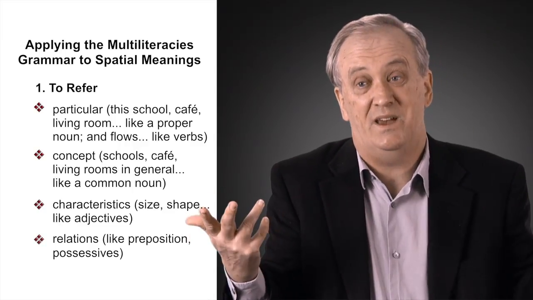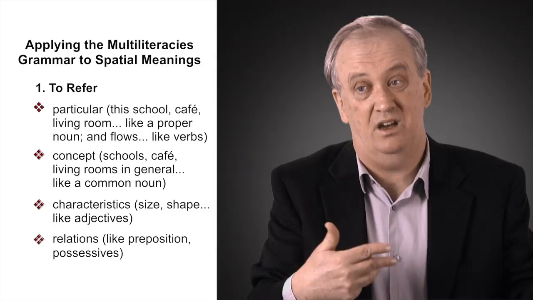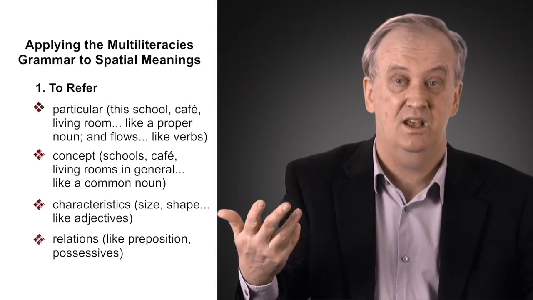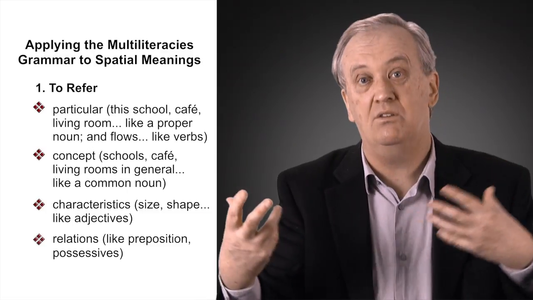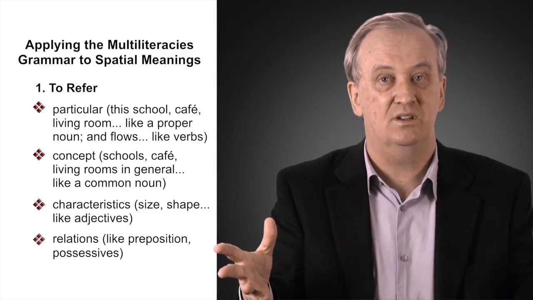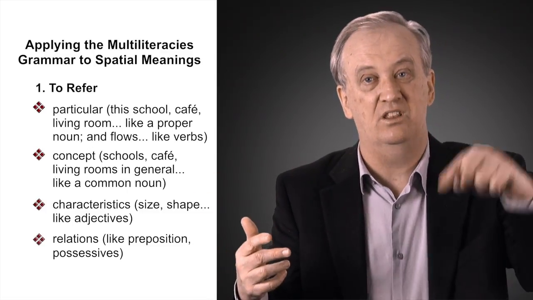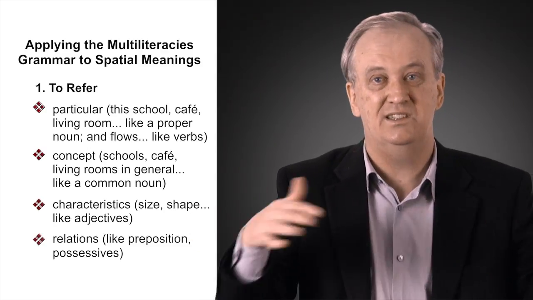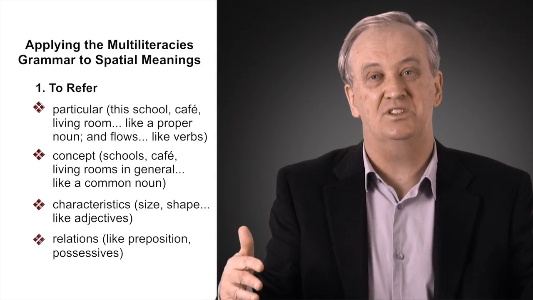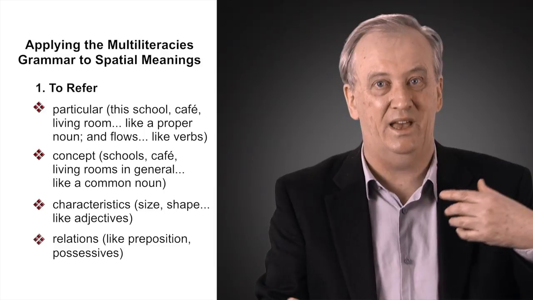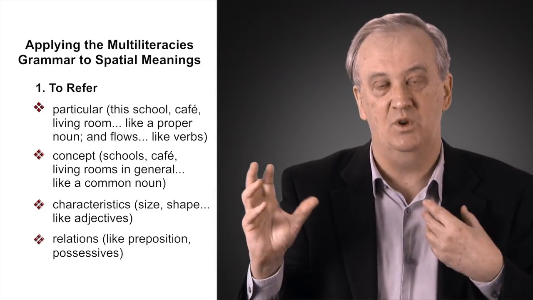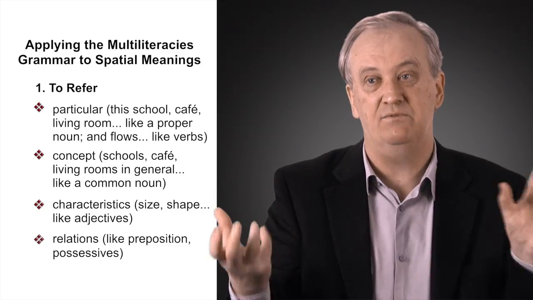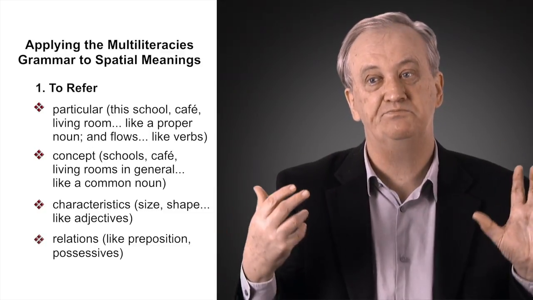Also, these spaces have characteristics. They might have sizes, they might have shapes, they might have colours, and those are attributes of the space. And also things sit in relationships. So, the kitchen and the dining room are near each other for a set of reasons. They're like prepositions. And also there are possessives in place. The kitchen has such and such a stove. There are a set of things which form possessive-like relationships in space.